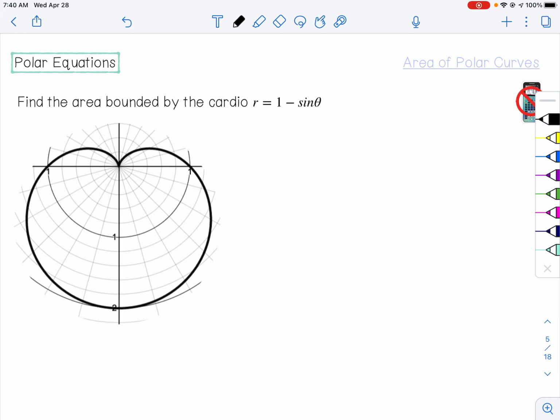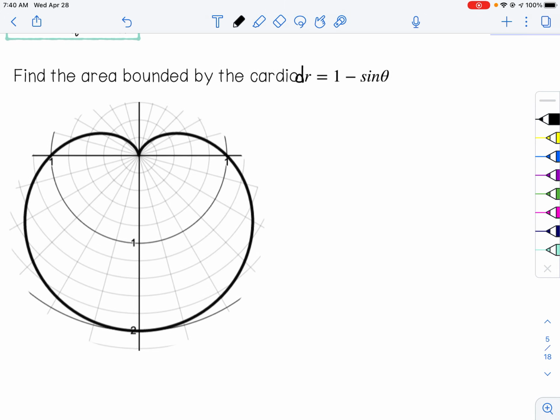So the first example I want to look at is I want to find the area bounded by the cardioid of r equaling 1 minus sine of theta. So we have this very easy curve here, right? It's a very rounded heart. We're going to find the area that's inside of it.